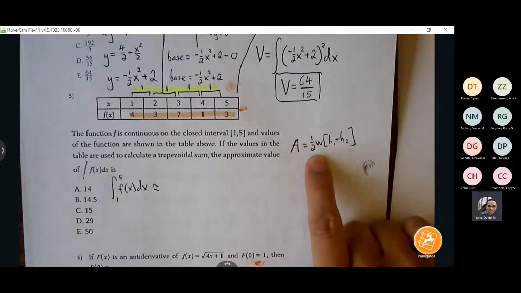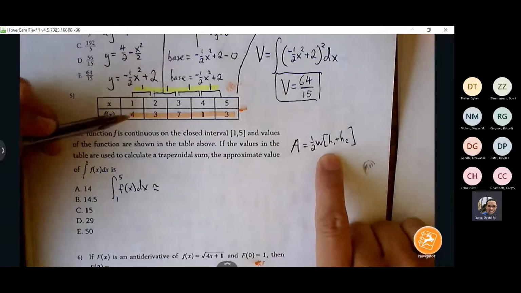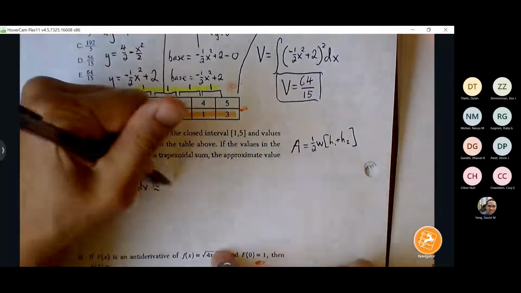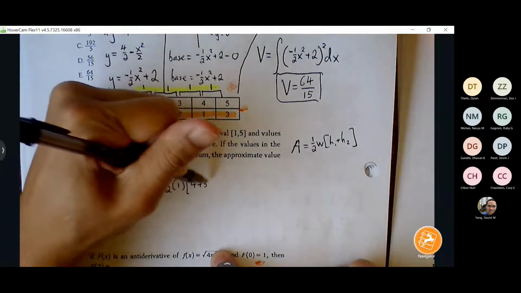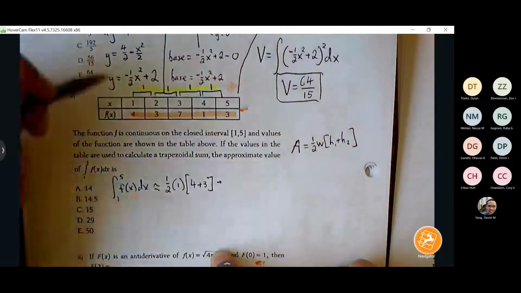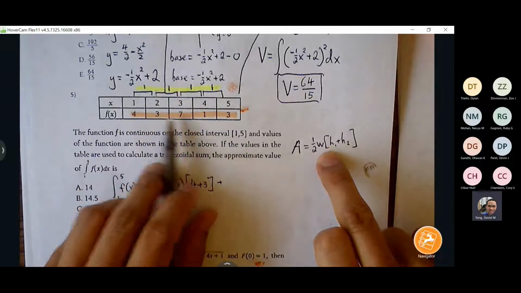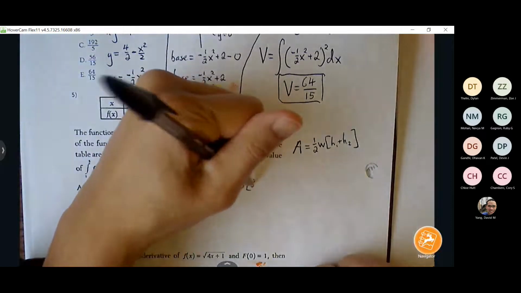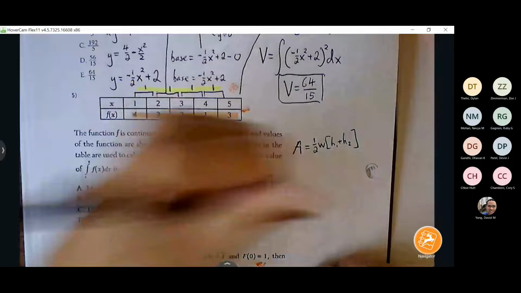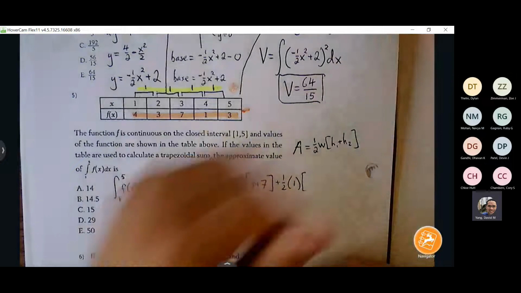All right, so we have to do this 4 times. We have 4 subintervals, so we're going to be dealing with 4 trapezoids. First trapezoid, 1/2 width, height 1 plus height 2. Second trapezoid, 1/2 width, height 1 plus height 2. Keep going down the line. Third trapezoid.